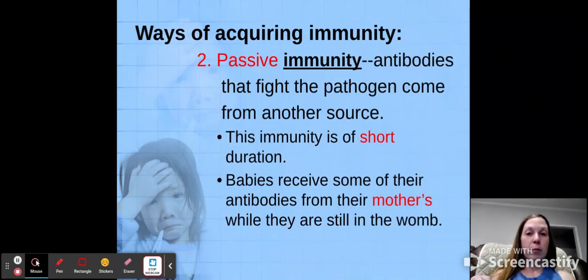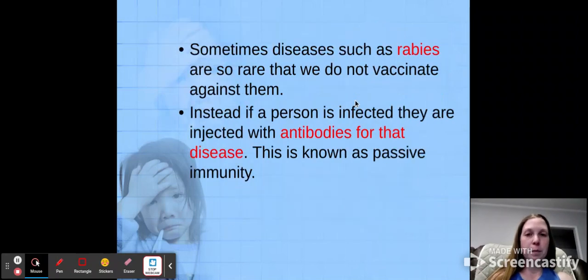Ways to acquire immunity. So not just the active immunity, we also have passive immunity. And passive immunity is where your antibodies fight the pathogen that comes from another source. So this immunity is of short duration. For instance, babies receive some antibodies from the mother while they're still in the womb, which is why when you are pregnant, you have to get a lot of shots to up your immunity and to give those antibodies to the baby. But they only work for so long, which is why within the first 2 years of life, babies get a ton of vaccines.